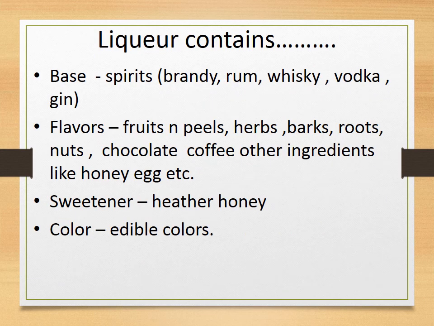What does a liqueur contain? Well, a liqueur has a base, flavor, sweetener and color. Base of a liqueur can be spirits like brandy, rum, whiskey, vodka and gin. Flavors can be extracted from fruits and peels, various herbs, barks, roots, nuts, chocolate, coffee, other ingredients like honey, egg, etc. Sweeteners can be honey and various edible colors can be added to a liqueur.